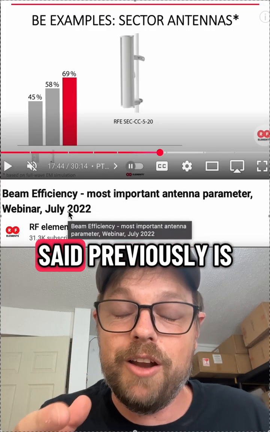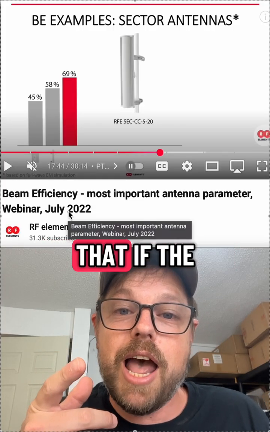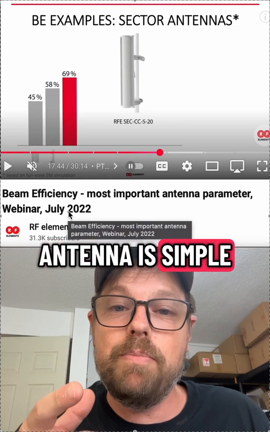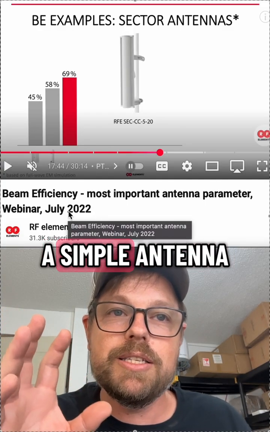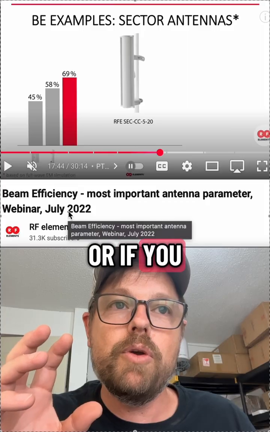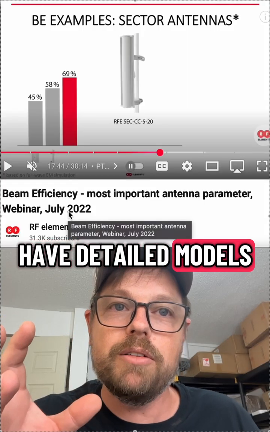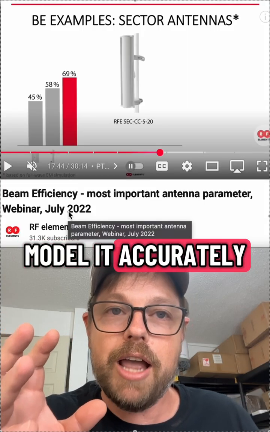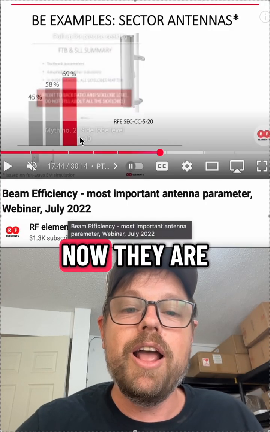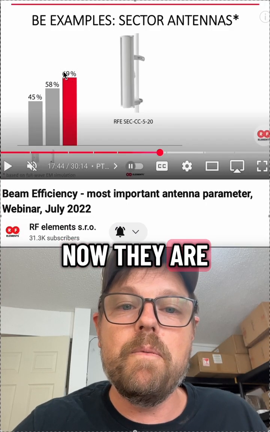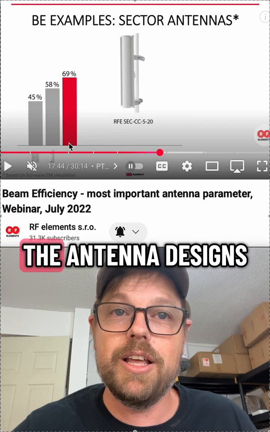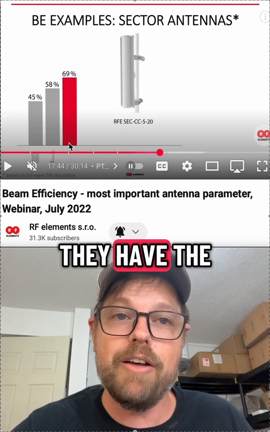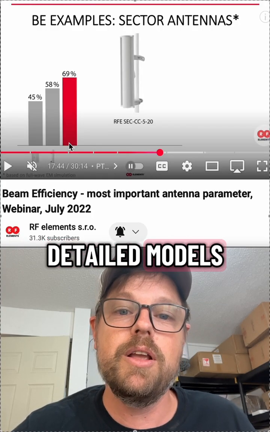What they also said previously is that if the antenna is simple, then you can estimate it with a simple model, or if you have detailed models, then you can model it accurately. Now, they are measuring their antennas for which they have the antenna designs. They have the detailed models. Yes, for their antennas.